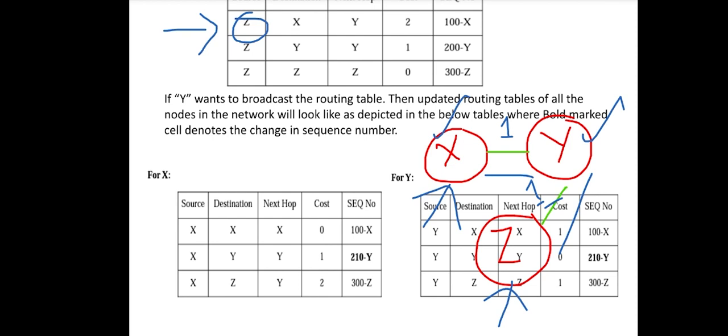So in this table, I have to update the information as my source node Z, my destination X, and the next hop. The next hop is nothing but the node which is present next to my source node. Here, since Z is my source node, the next node present to it is Y. So in the routing table, I can update the information as Y.